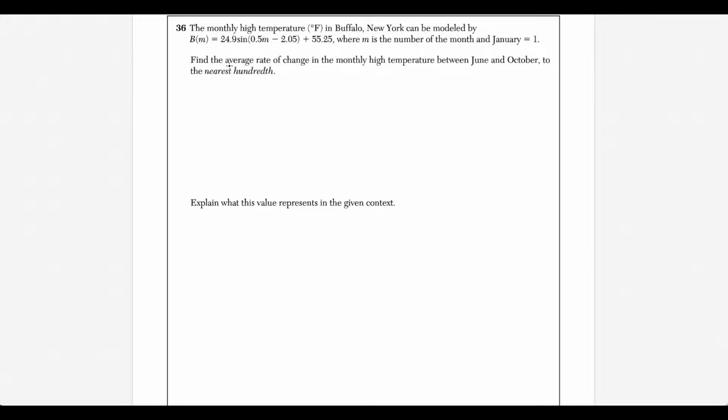And we're finding the average rate of change in the monthly high temperature between June, which is m equals 6, and October. That month is the 10th month of the year. And we're rounding to the nearest hundredth. So we have to know the average rate of change formula.